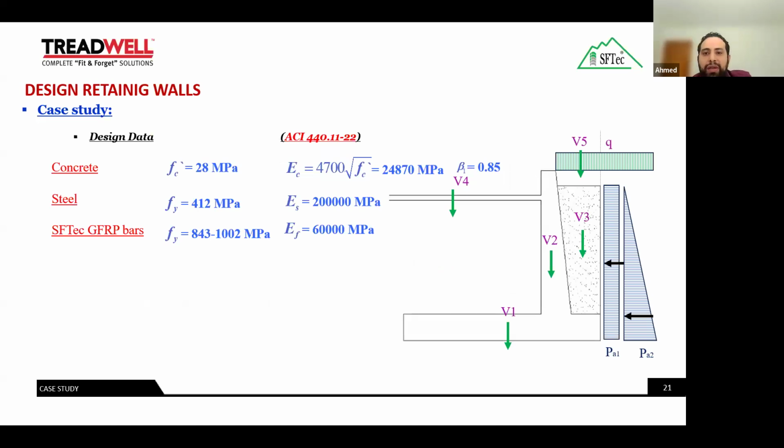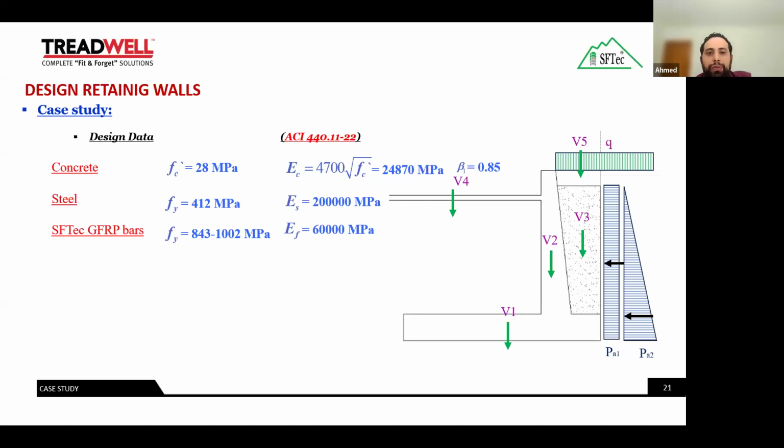The retaining wall design uses the following parameters. For concrete strength, we use a compressive strength of 28 megapascal. For steel reinforcement, it has a yield strength of 412 megapascal, and the ultimate strength of GFRP reinforcement is approximately 1,000 megapascal. The design of this application follows the ACI design approach for FRP reinforced concrete structures, ACI 440.11 of 2022.